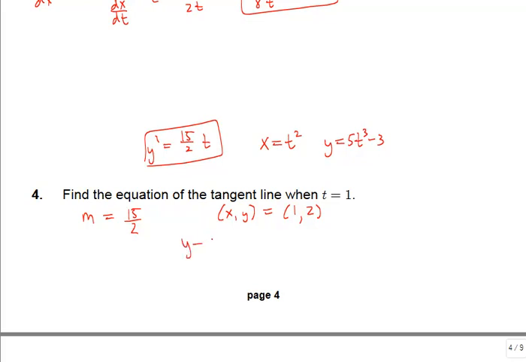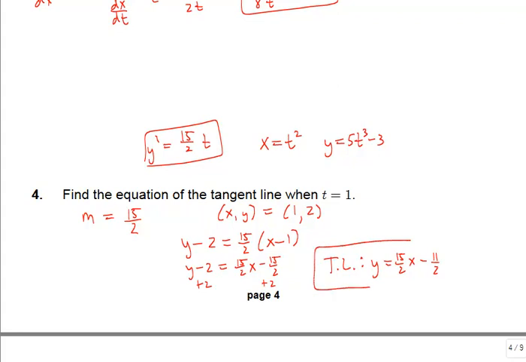So this is going to be y minus 2 equals our slope, 15 halves, times x minus 1. So we get y minus 2 equals 15 halves x minus 15 halves. And when I add 2 to both sides, that tells me that my tangent line is going to be y equals 15 halves x minus 2 is the same as 4 halves. So negative 15 halves plus 4 halves is negative 11 halves. And there's my tangent line.